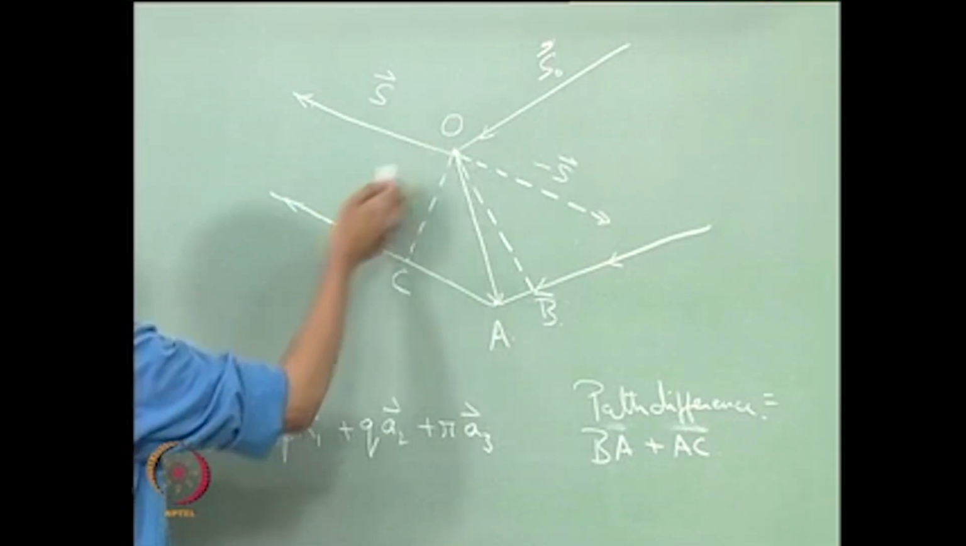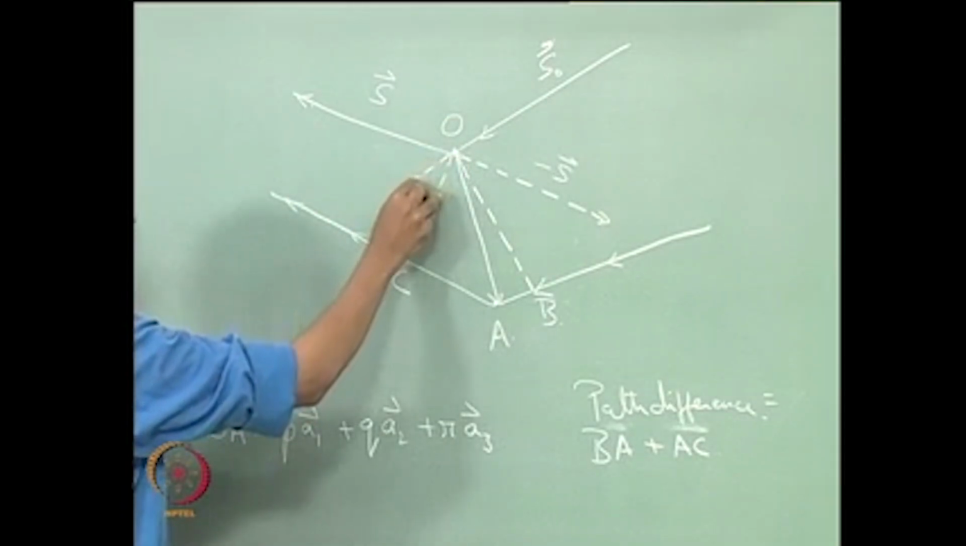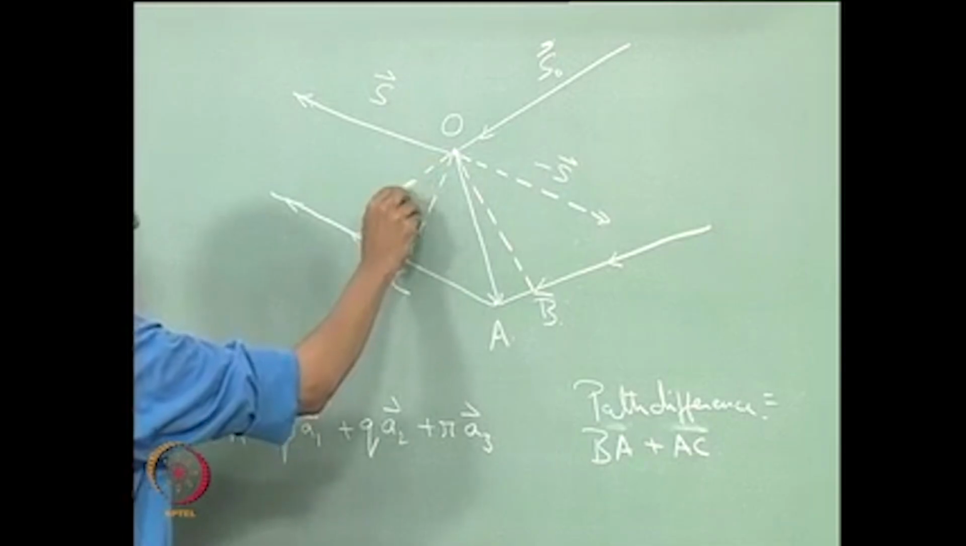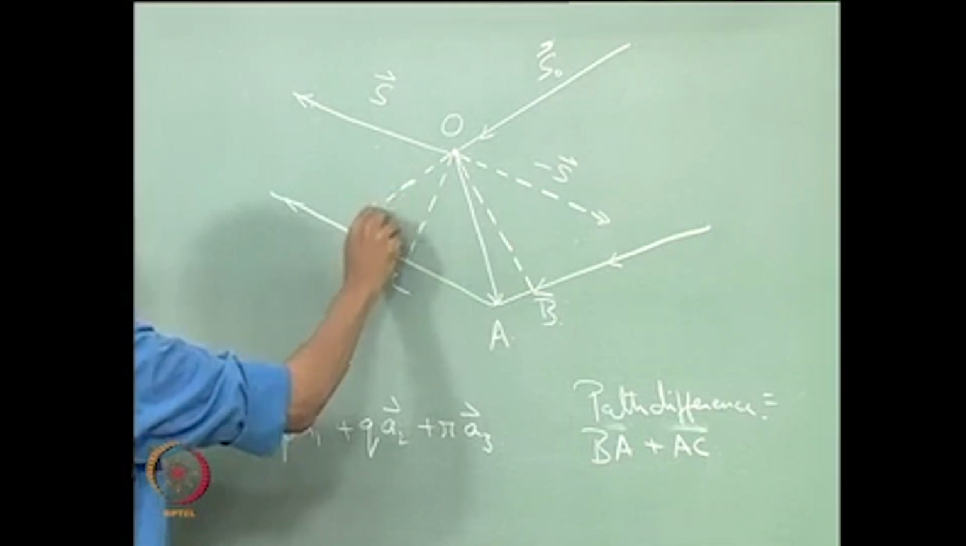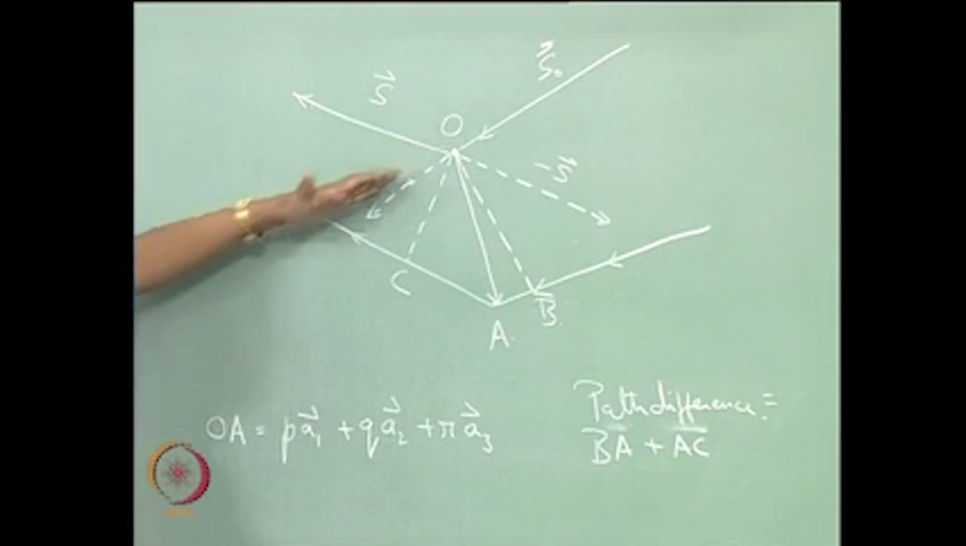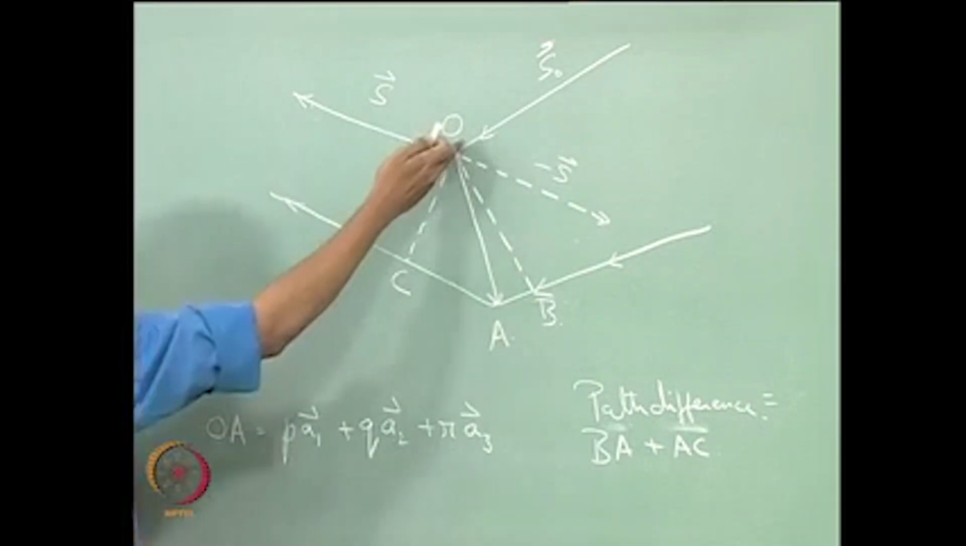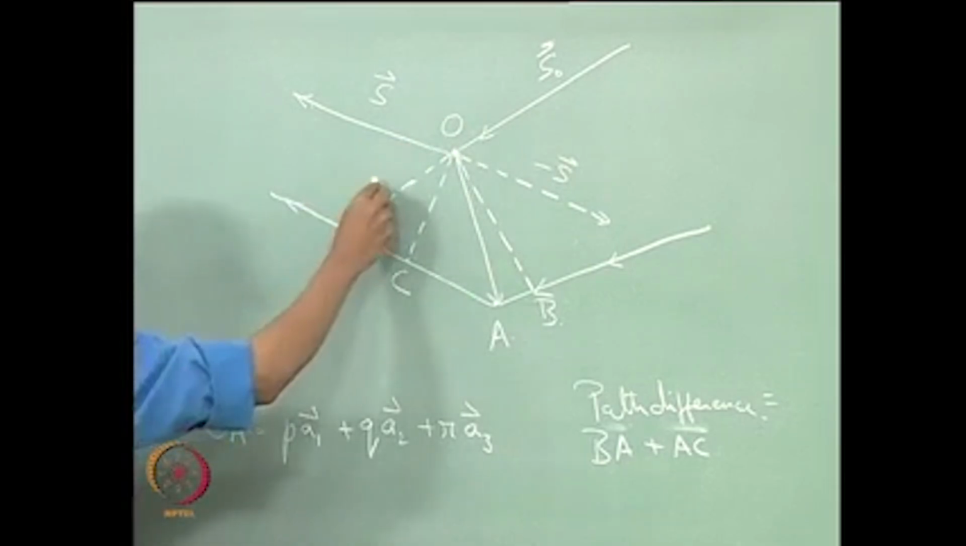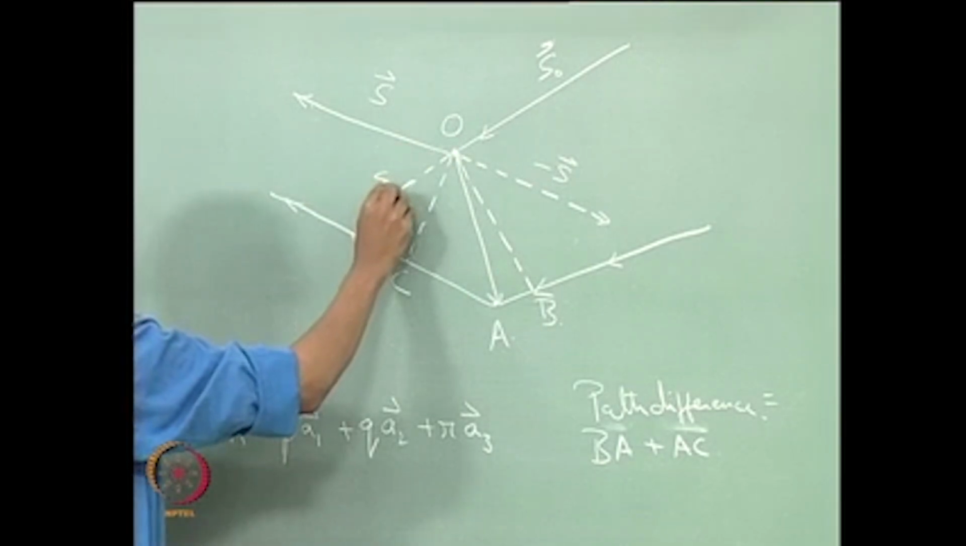If I extend this line forward, this is in the same direction as the S naught. I have not changed the direction. I am continuing the same direction, right, with respect to the origin. With respect to the origin, I am continuing the same direction, and so this is still S naught.